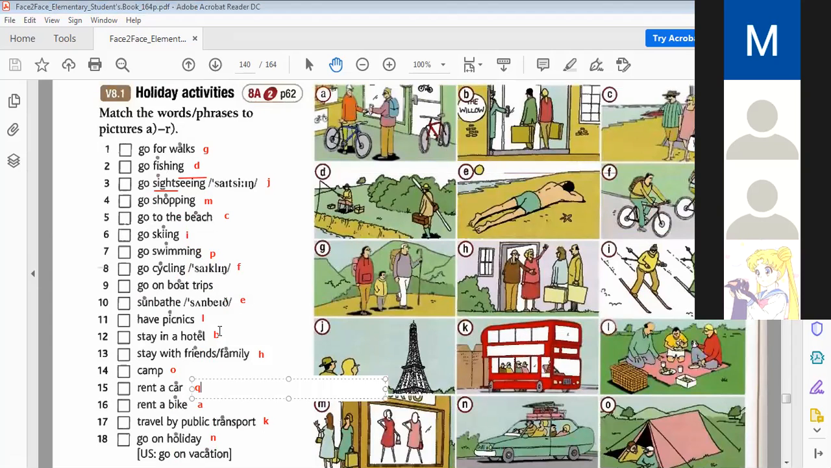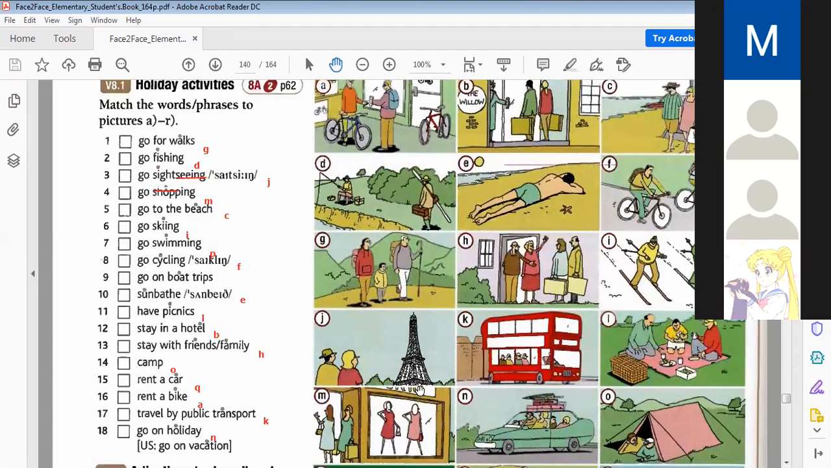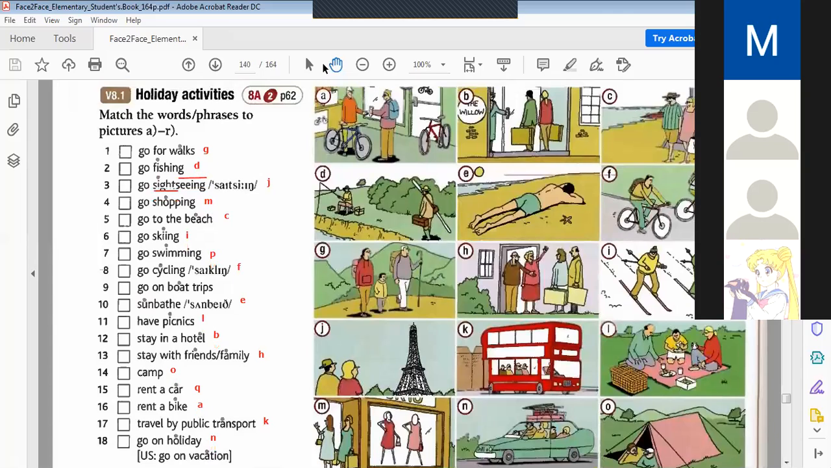And the last photo, what's the last photo? Go on boat trips. That's correct. Go on boat trips. So this is go on boat trips. R. Very nice.